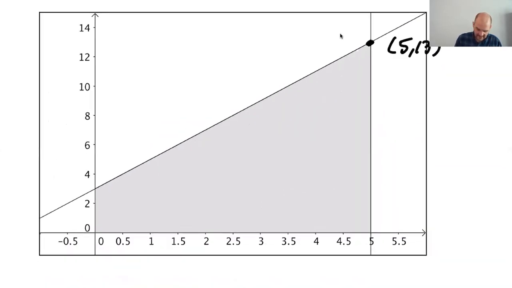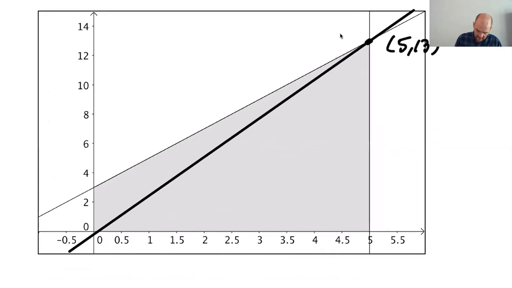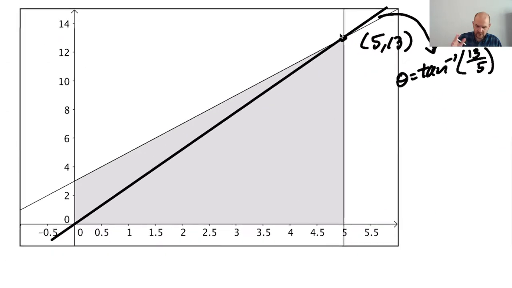So what is this line? We're going to go from the origin through here. Okay, let me try to move it. Okay, so this line right here is going to be theta equals the inverse tangent of y over x, 13/5. So that's theta. Okay, so two separate regions.